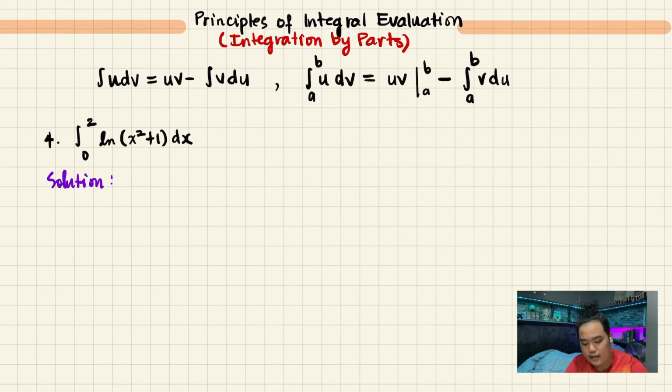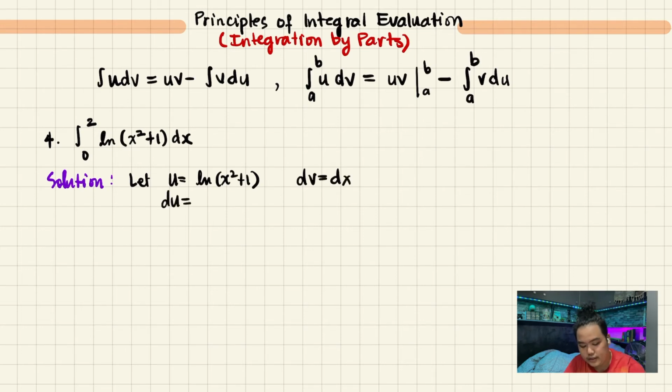Pero, magkakaroon ka lang ng mga limits of integration. And observe, hindi magbabago yung limit of integration kasi kung x yung mga variables mo dito, pag ginamit mo yung IBP or integration by parts, x pa rin yung lalabas sa kabila. In this case, wala tayong choice. Mukhang ang u natin ay ln ng x squared plus 1 lang, no? So, mapipilitan tayo na ang dv natin ay dx.